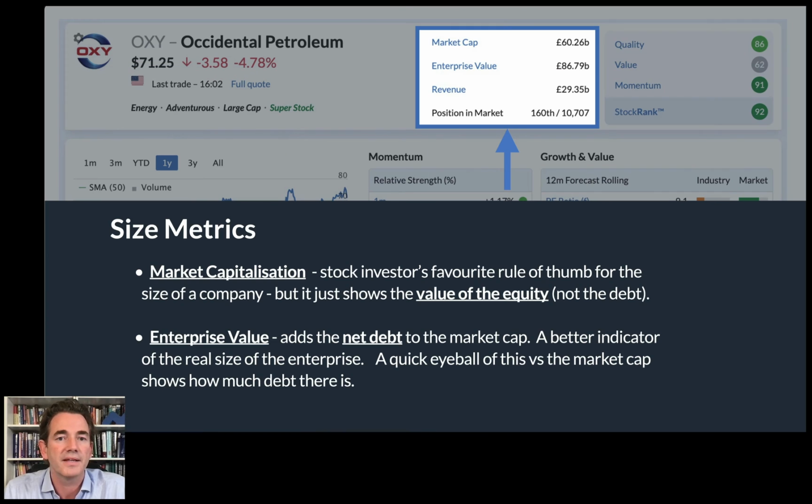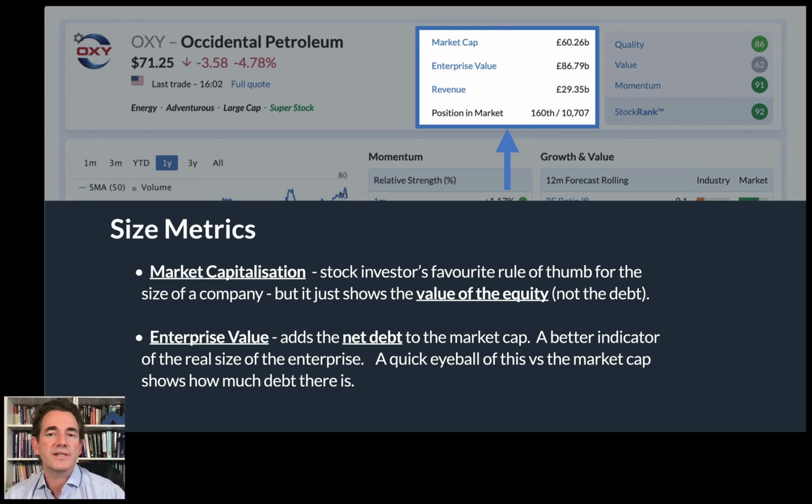One thing on size metrics, up at the top, we've also included the market cap, which most people know. In this case, the market cap is 60 billion, but the market cap only shows the value of the equity. In other words, the number of shares times the share price. And what people don't realize is it doesn't include the debt.